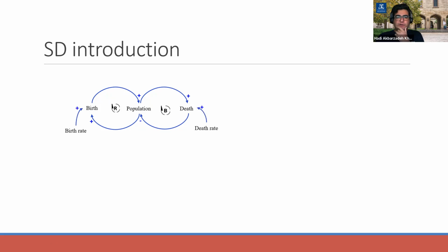Besides these main factors, we can have some auxiliary factors that you want to define in your system, like death rate and birth rate, which influence the birth and death, and then eventually influence the population. You can expand your system or your modeling by adding other factors if you want. It depends on how you define your system.